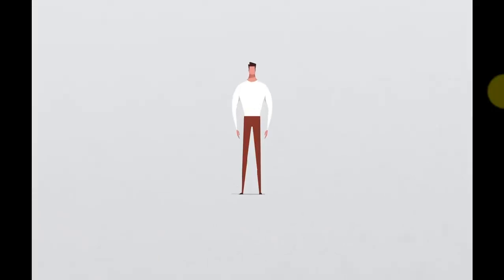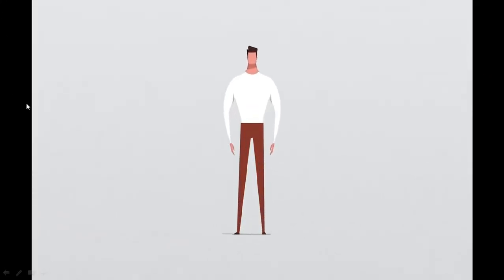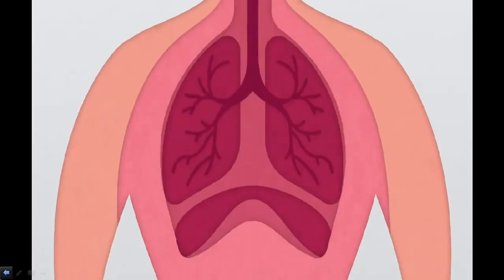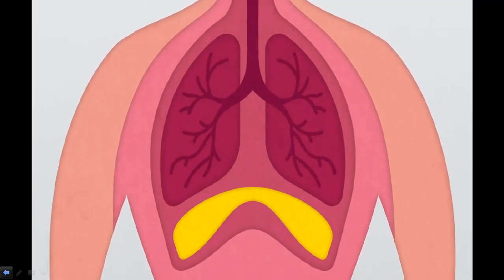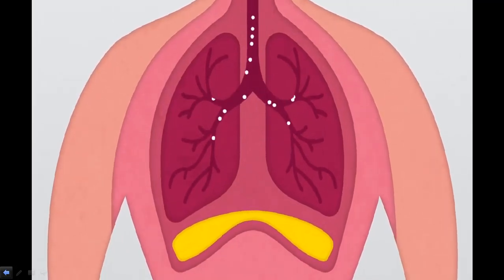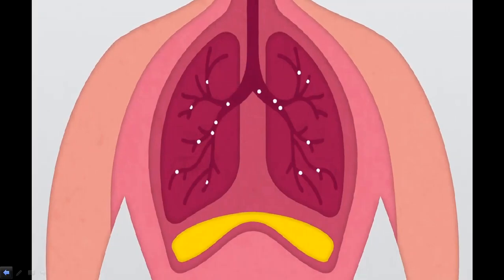So what exactly is a diaphragm? Inside your chest cavity, the diaphragm works to help your breathing. When it contracts, air fills into your lungs. When the diaphragm relaxes, it expands and forces the air out. This is how we breathe.